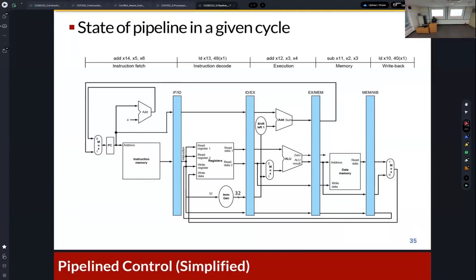If we just focus on a single clock cycle period, we can observe that multiple instructions are in different stages of the pipeline processor like this. As you can see, load is here, sub is here, add is here, load is here, add is here. So there are 5 different instructions in the 5-stage pipeline architecture in the same clock cycle.